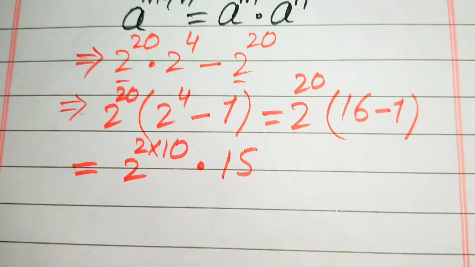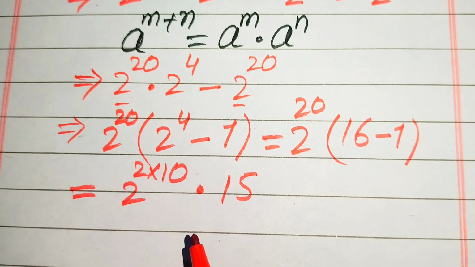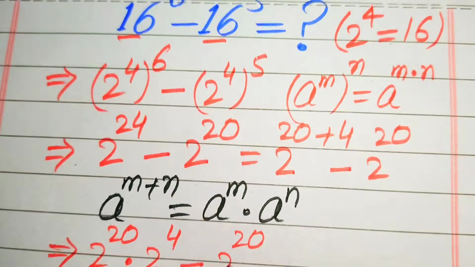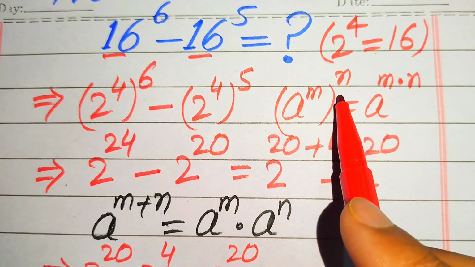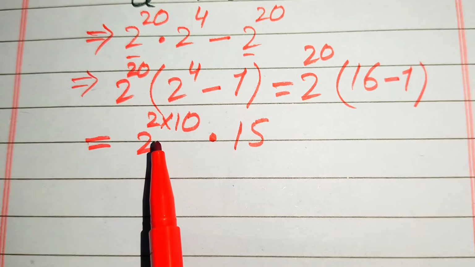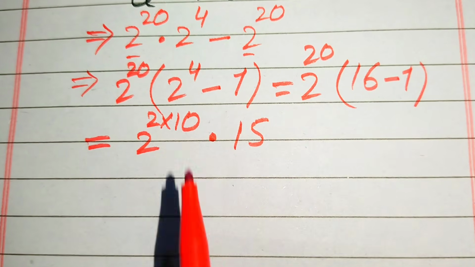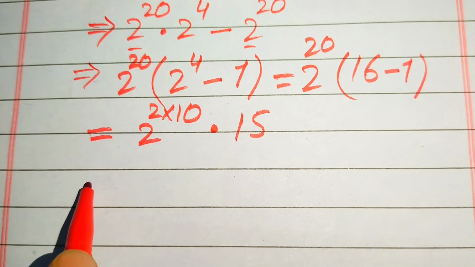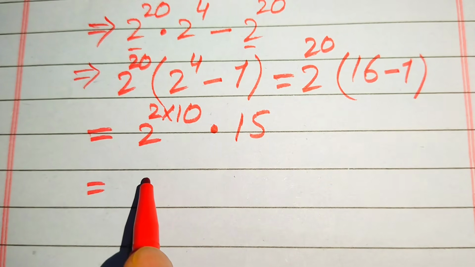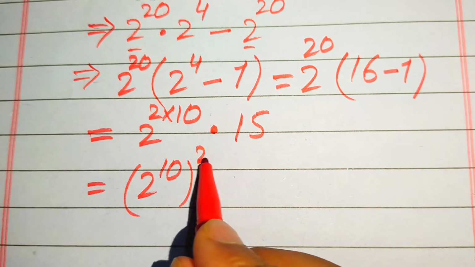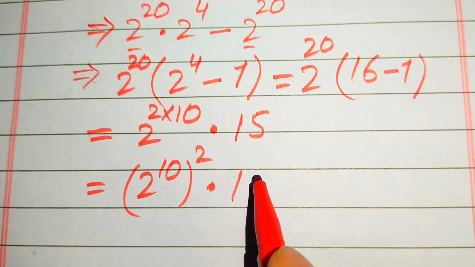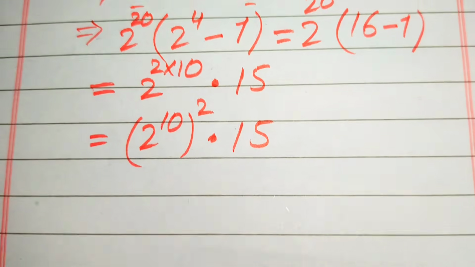So in the next step, we again use this nice rule, from the right-hand side to the left-hand side, because in the exponent we have two terms multiplied by each other. So here we move 10 inside the term, and the remaining values are 2 to the power of 10 and its whole square, multiplied by 15.